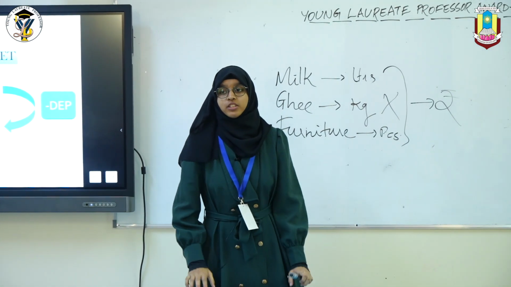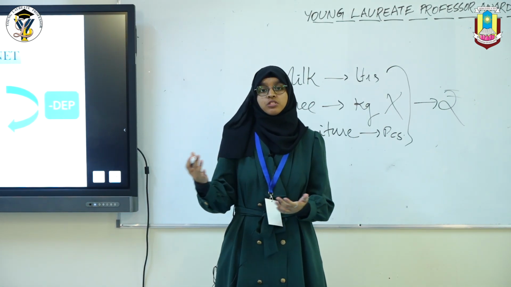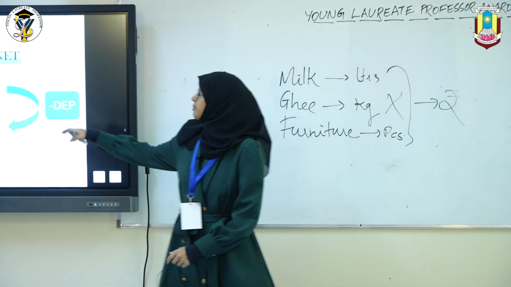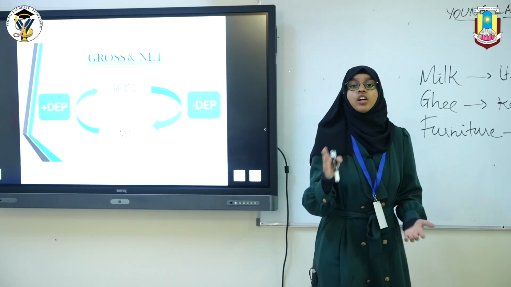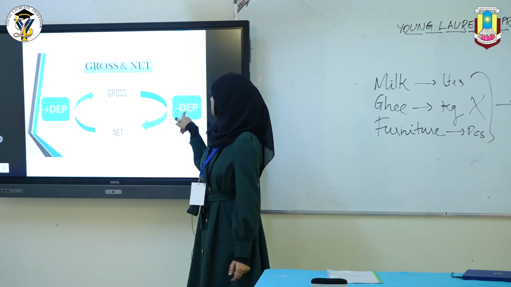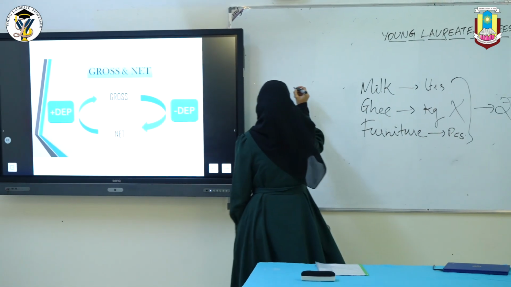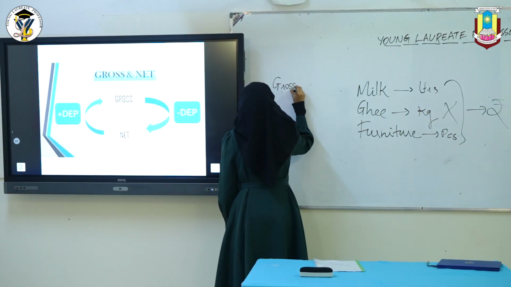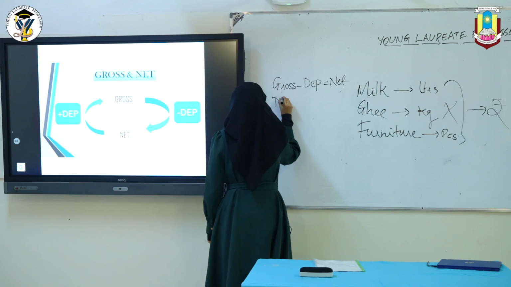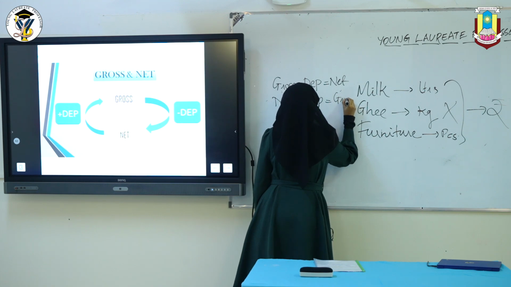If I buy furniture today for 10,000 rupees, with time it will depreciate, and after 2 to 3 years if I want to sell that asset, it will be around 4 to 5,000. That value will be the net value. So, basically gross is value before depreciation and net is value after depreciation. If we minus depreciation, it becomes net, and when we add depreciation, it becomes gross. So, we can write this as gross minus depreciation is net, and net plus depreciation is gross.